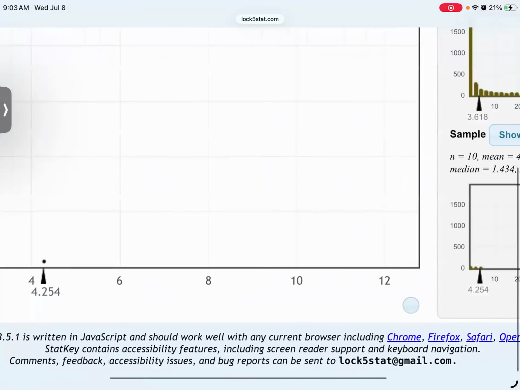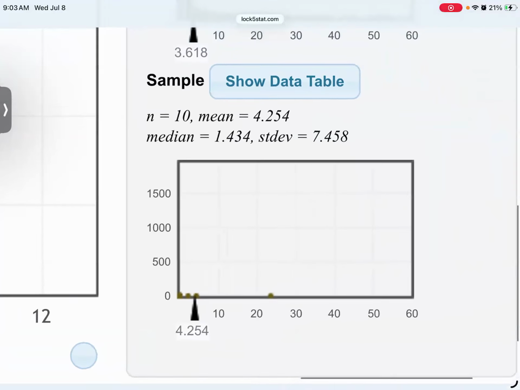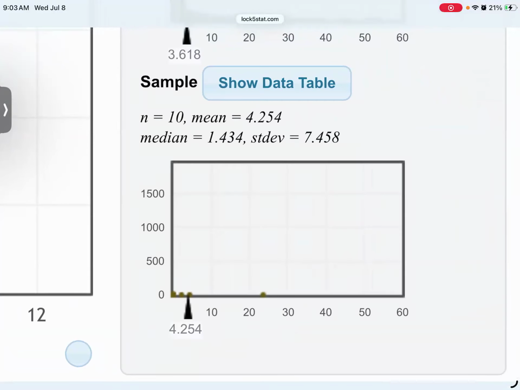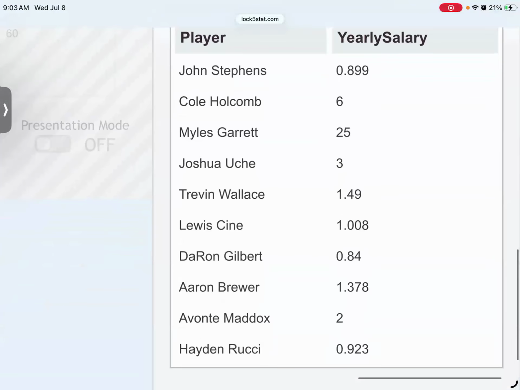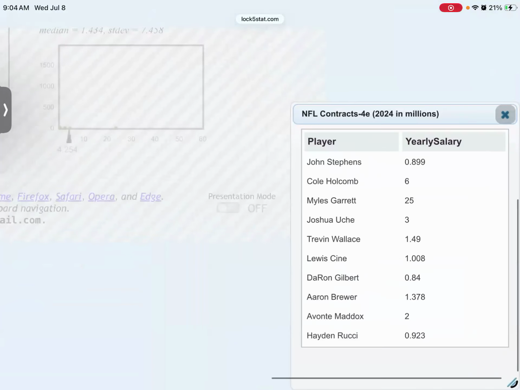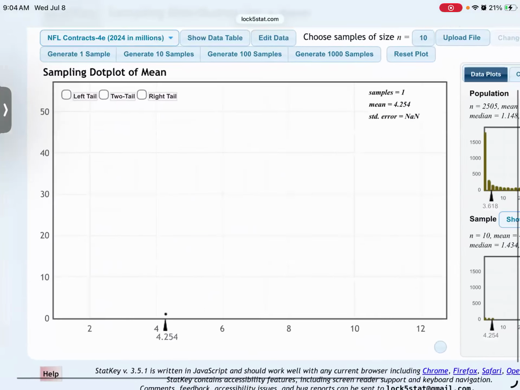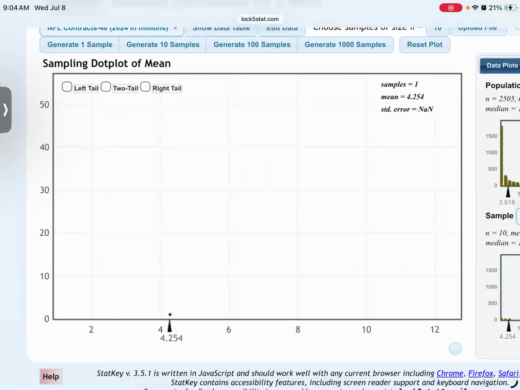Now, over here, you can also see a quick little summary of your first little dot. You can even see, if you click on the show data table, which 10 random players it picked. And it won't pick the exact same 10 people as me. Again, it's random. So my first guess was on the high side, right? About 0.6 of a million too high. But let's do a few more.